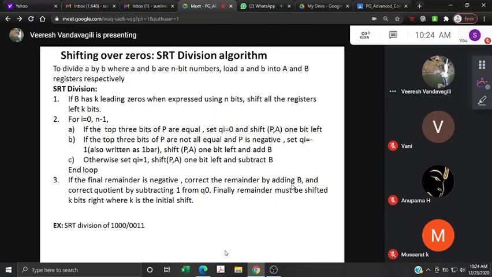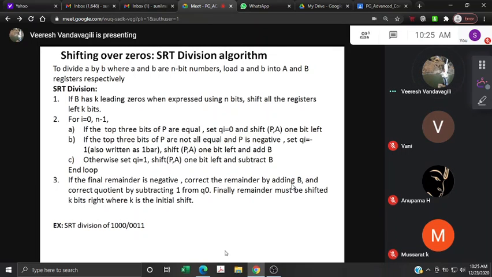For i equal to 0 to n minus 1, where n is the length of each register: if the top three bits of the P, that is the product register, are equal, set Qi equal to 0. Here the quotient will be determined based upon the remainder. The remainder is the P, and with the help of the P you are going to determine the quotient value.